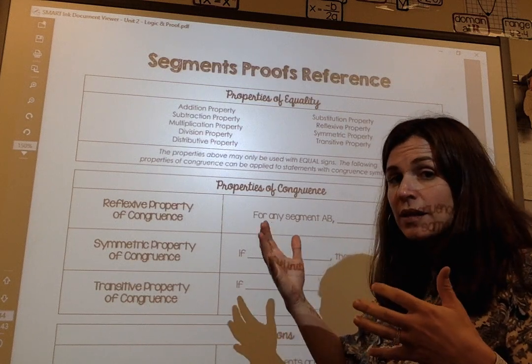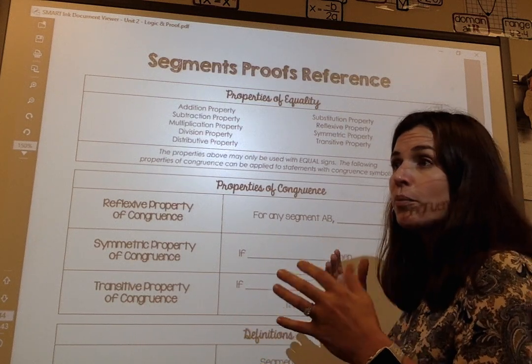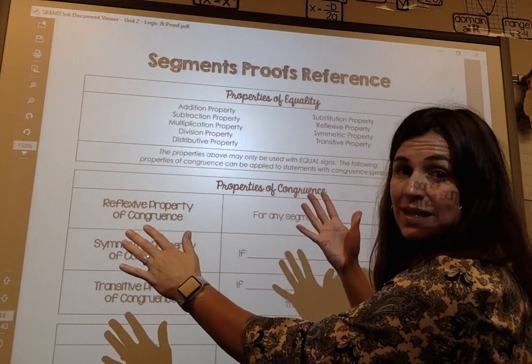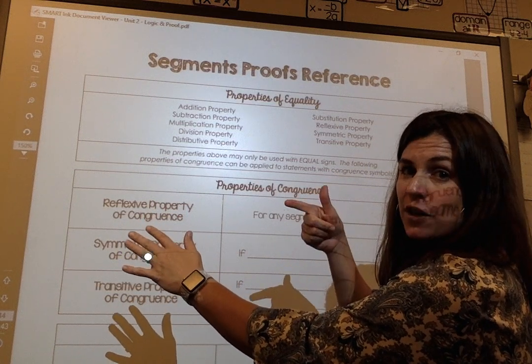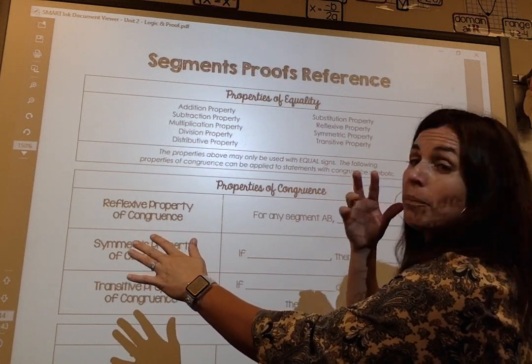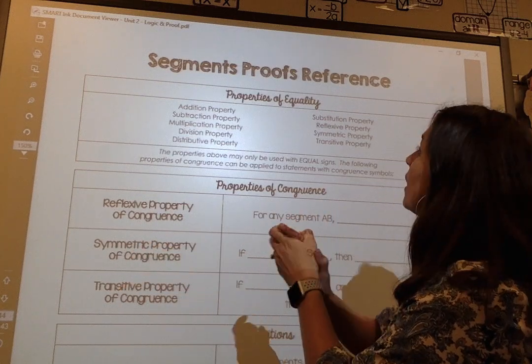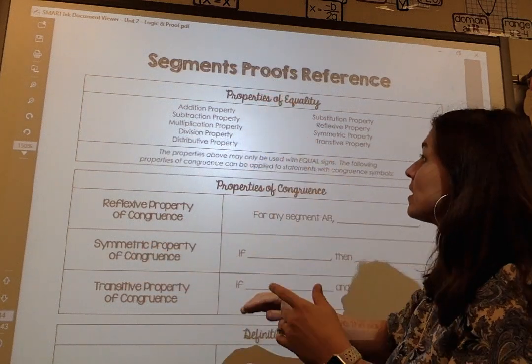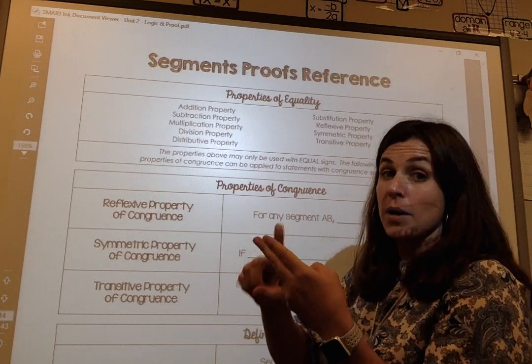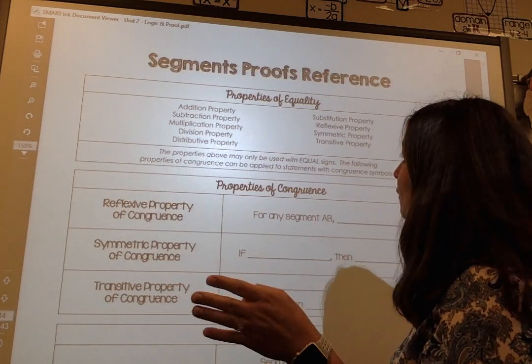Remember that on the reason column, two-column proofs have a statement and we have a reason. And the reasons can be postulates, definitions, theorems, and properties. Those are the four things that it can be. So you'll notice this reference sheet includes properties, postulates, theorems, and definitions.